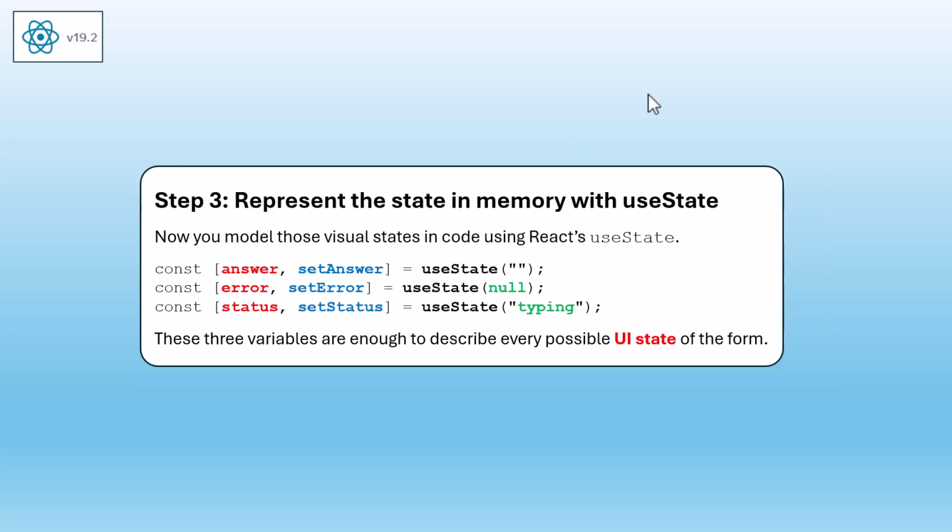Step 3. Represent the state in memory. Now that you know which visual states exist, you need to store them in memory. In React, this is done using state variables. You'll need to store the text the user entered, any error messages, and the overall status. For instance, whether the form is typing, submitting, or successful. The key is to keep it simple. Each state variable is like a moving part. The more you have, the higher the chance of something breaking. So start small, and only add what's absolutely necessary.